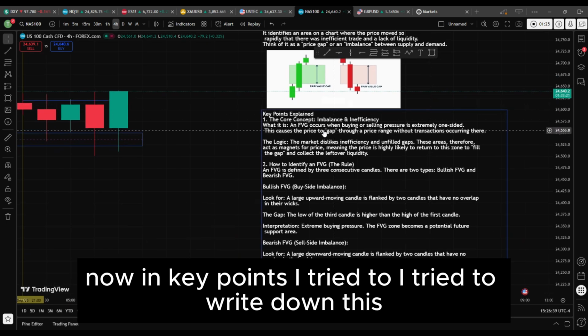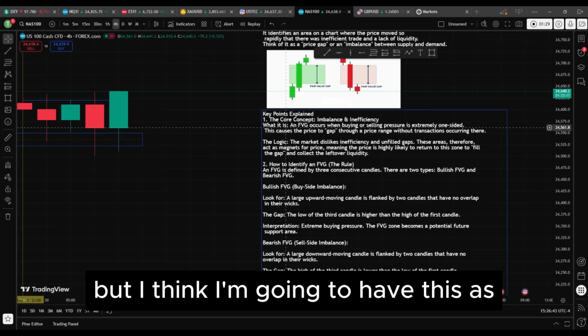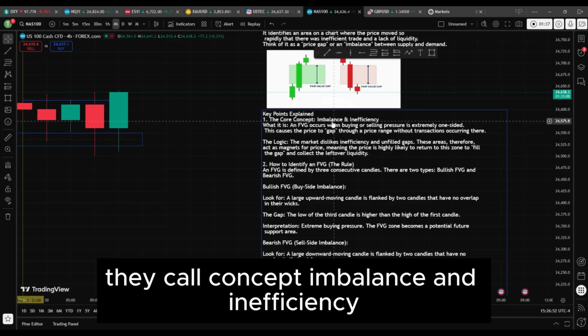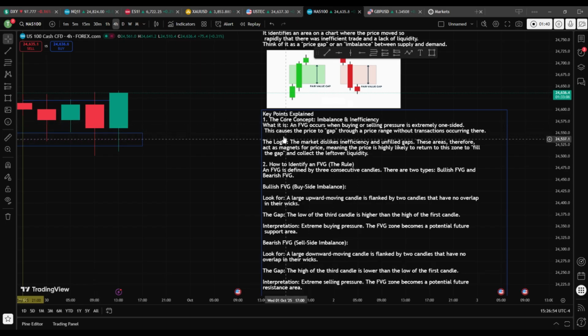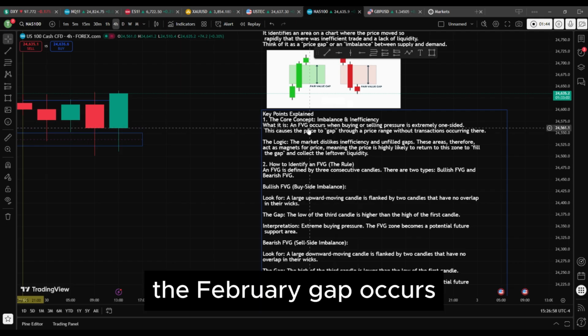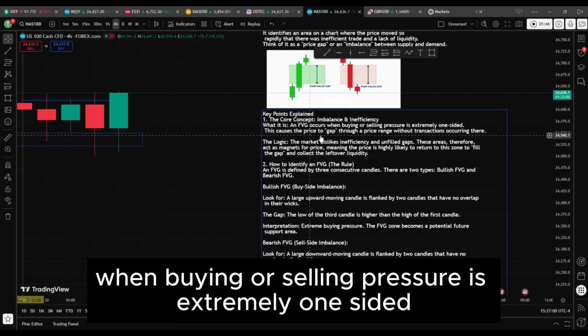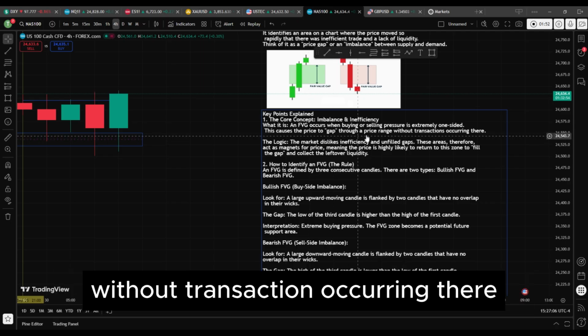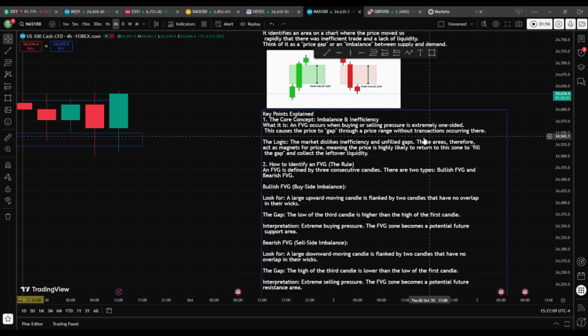Now, in key points, I tried to write this down, but I think I'm going to put this as a PDF in the description section. We call this concept imbalance and inefficiency. In an inefficiency, the fair value gap occurs when buying or selling pressure is extremely one-sided. This causes price to gap through a price range without transactions occurring there.